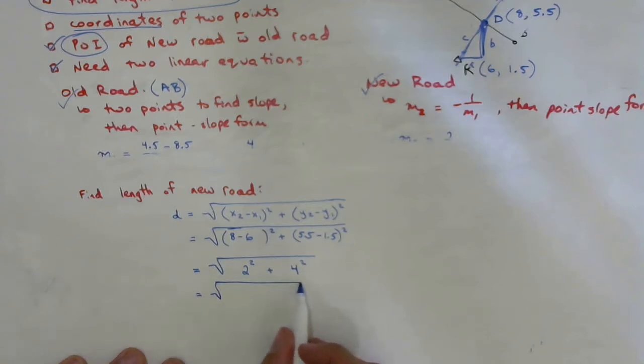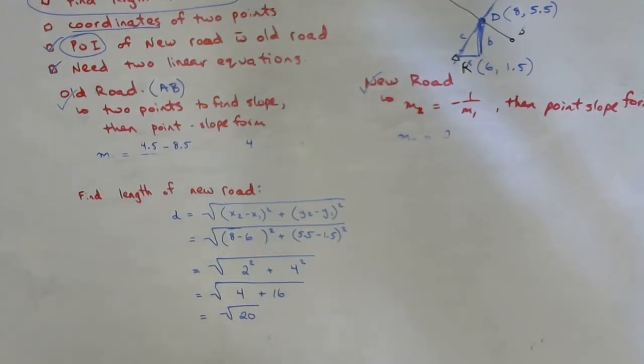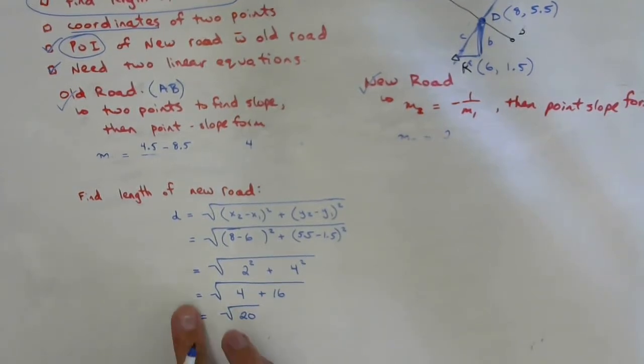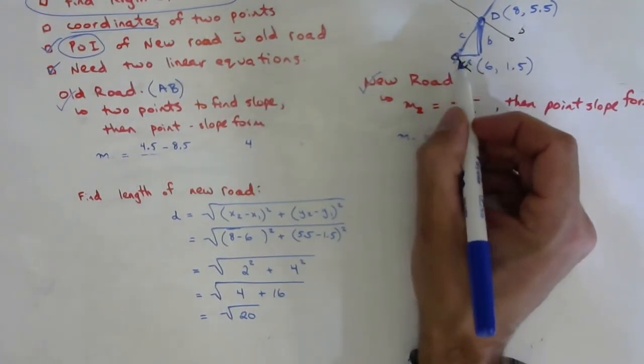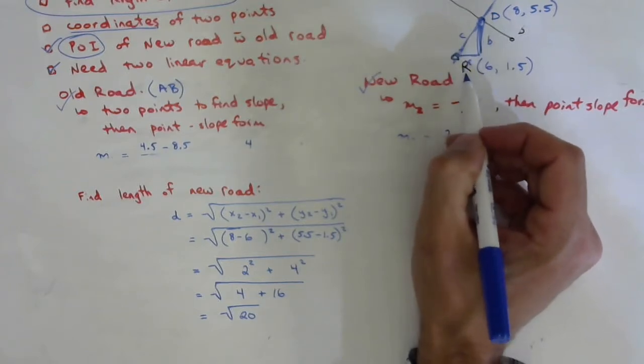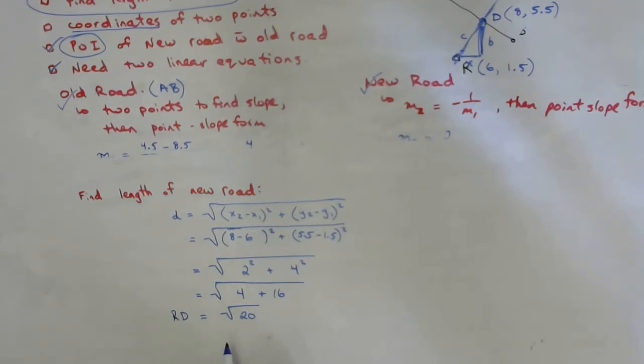Make sure I keep my square sign coming through. I'll just do it in multiple steps. Under the bracket, what's 2 squared? 2 times itself is 4. What's 4 squared? 16. So I have the square root of 20. In a lot of cases, that's going to be a good enough answer. We actually really like exact answers. And because I'm talking about a specific road in this diagram, I'm actually going to name the line after its points. So this is road RD. Its length is the square root of 20 units on the graph.